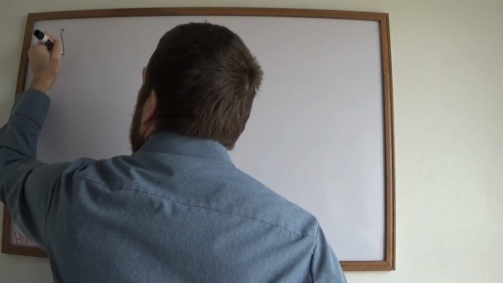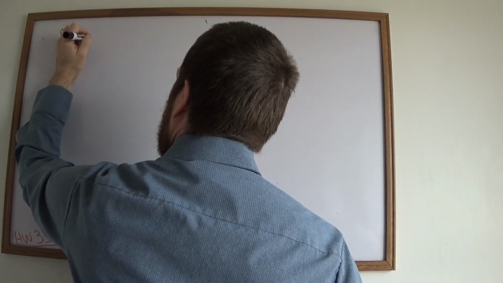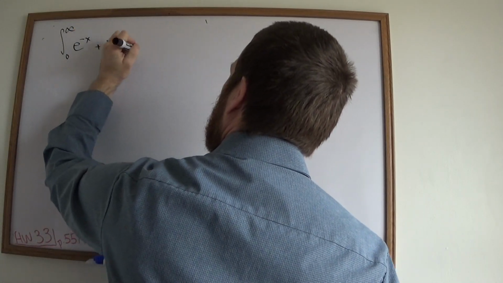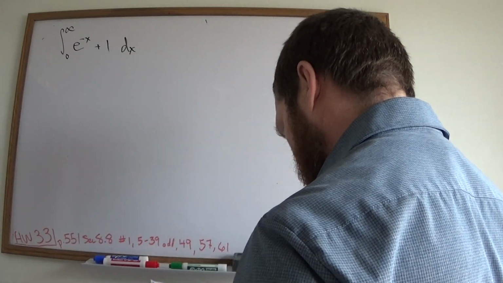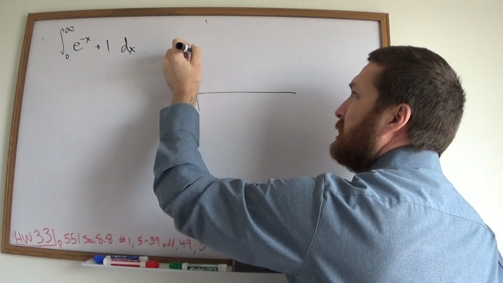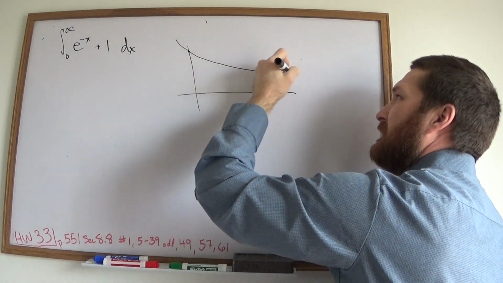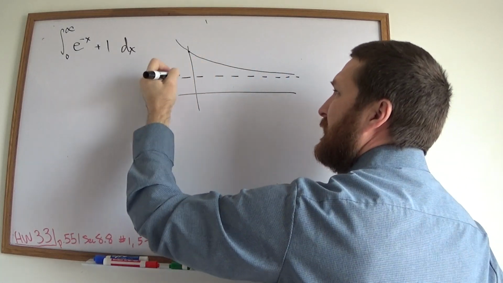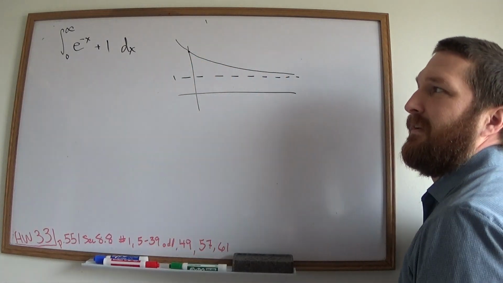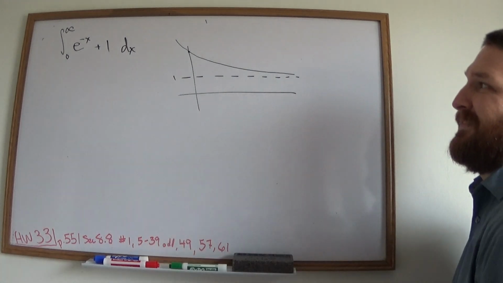So we're going to integrate from 0 up to infinity of the function e to the negative x plus 1 dx. Does it converge or diverge? Wait. That doesn't go to 0, does it? It has to diverge. Yeah, it's going to diverge. And let's see why in a second. But, I mean, well, here's why.